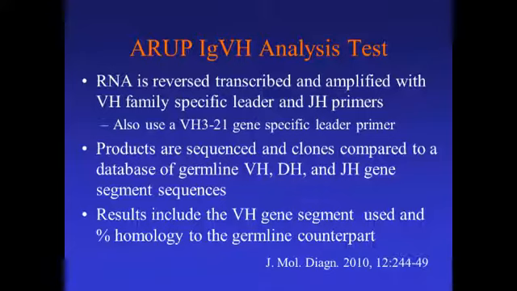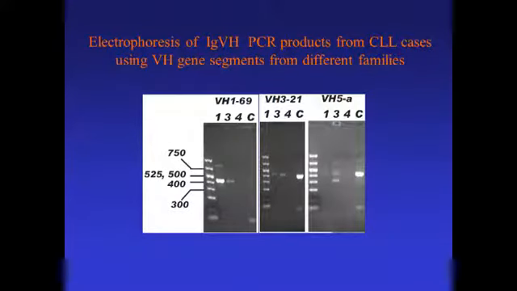And the other problem is that if you just use consensus leader primers, you often can miss this gene because it's mismatched a little bit anyhow. And if you have mutations in your gene, the consensus primers for that family often don't work, and that would be a bad one to miss. And then we just compare them to the germline genes in the standard database, and then report out the gene segment and percent homology. This just shows some electrophoresis gels of PCR products generated after amplification with some of the leader primers.